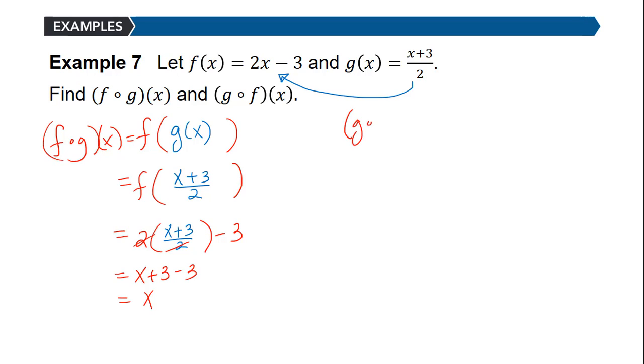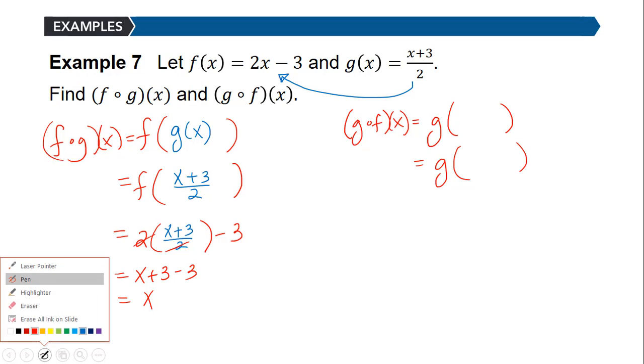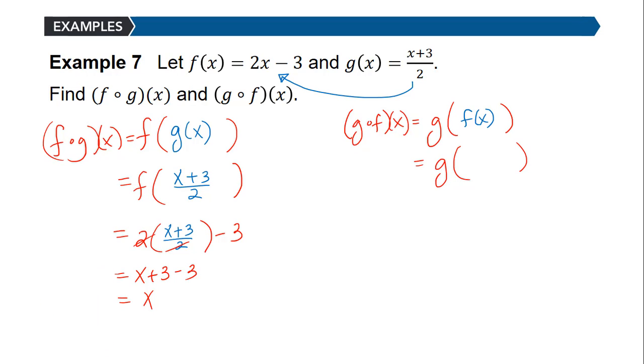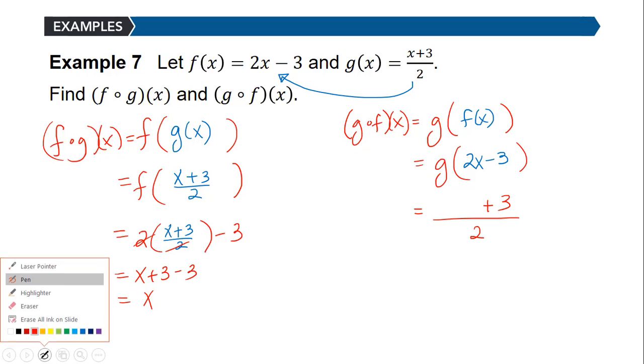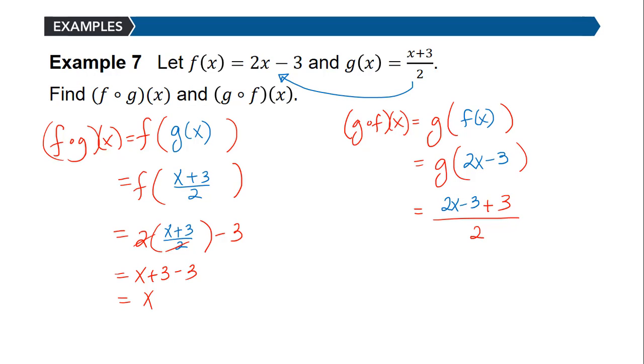And then if we do g composed with f of x, we get g of f of x, which is equivalent to g of 2x minus 3. So to find g of anything, we will replace x with whatever we're plugging in. Then we have plus 3 divided by 2. So we're plugging in the 2x minus 3. So again, here we're plugging in the function f into the function g. So 2x minus 3 plus 3 is just simply 2x and divided by 2, which is just x.